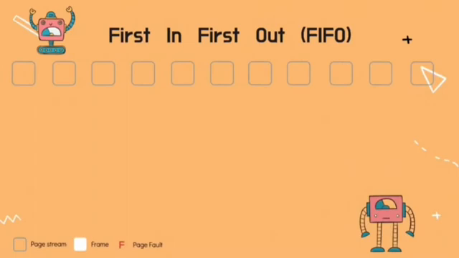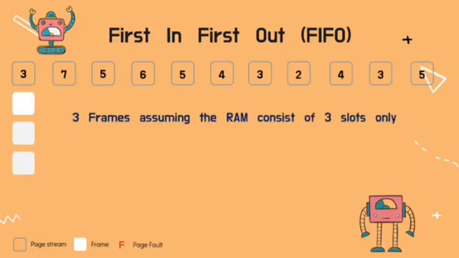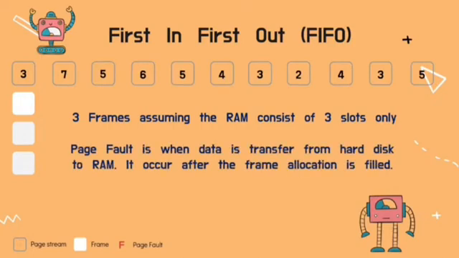The page string we will be using is 3, 7, 5, 6, 5, 4, 3, 2, 4, 3 and 5. We will use 3 frames, assuming the RAM consists of 3 slots only, and we will use the character F to represent page fault. Page fault is when data is transferred from hard disk to RAM. It occurs after the frame allocation is filled.